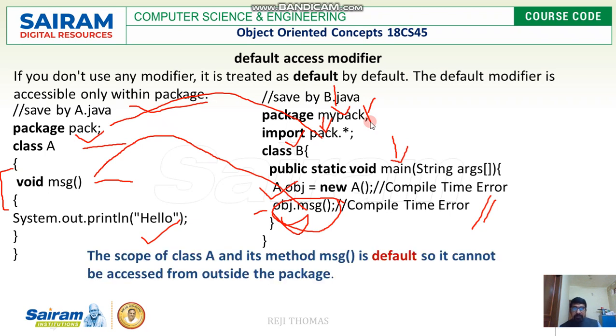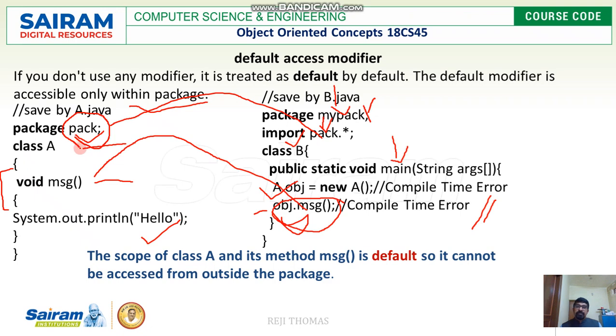Now let us see the actual scenario. It says the scope of class A and its method MSG is default, so it cannot be accessed from outside the package. So please do remember, these two things, the class A and its method, can be accessed only within the package.